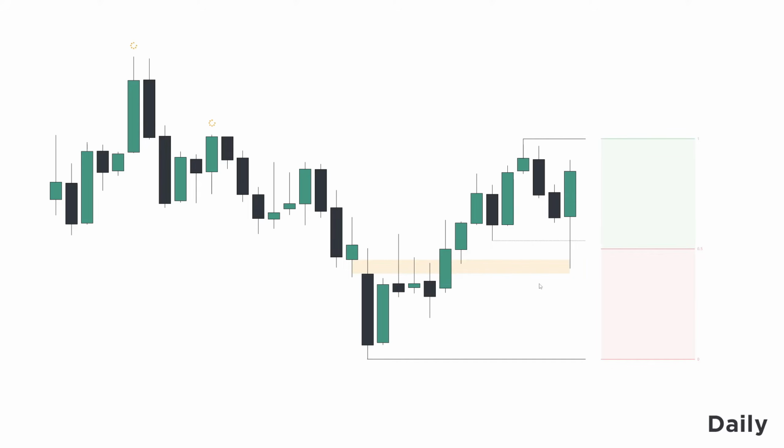So here we are on the daily chart. And just before we get into this, I want to clarify this is the current week we should be trading in, right?